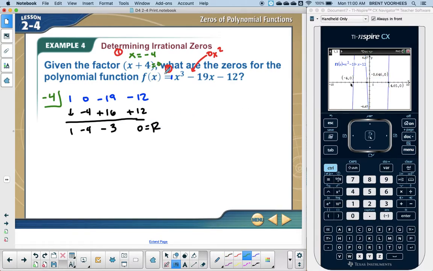That means my other factors come from the equation. Since this was a cube, this is 1x squared minus 4x minus 3. That's where my other two irrational factors come from.